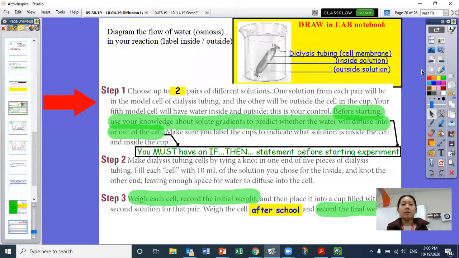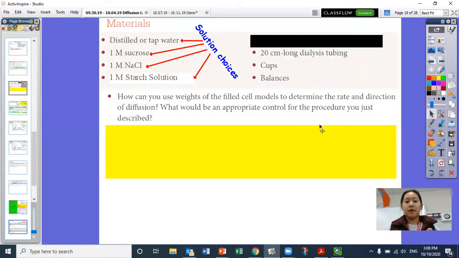So diagram the flow of water or osmosis in your reaction, label inside, outside. We're going to actually draw these out for 2 separate cups. The previous page actually asks right now, what would be an appropriate control for the procedure you just described in order to make sure that we don't have any mistakes going on.